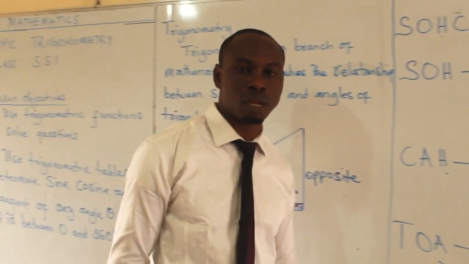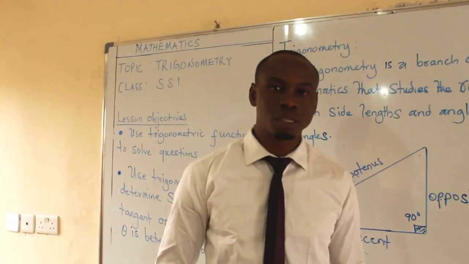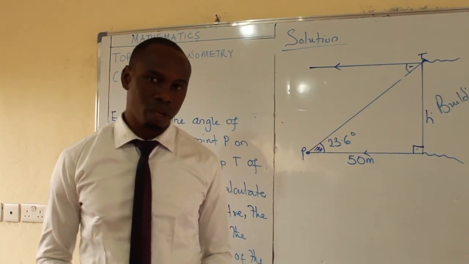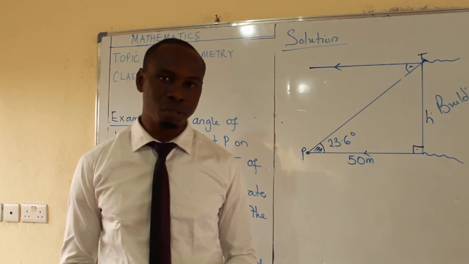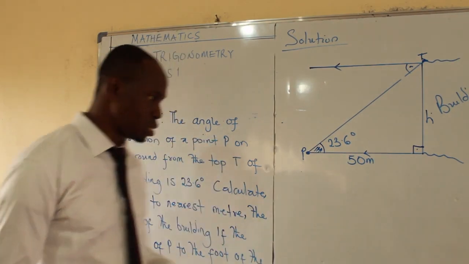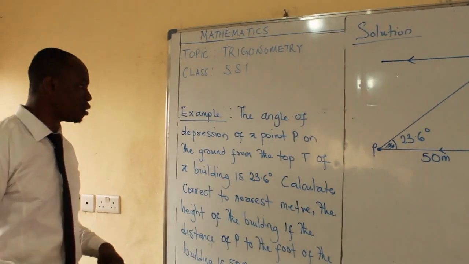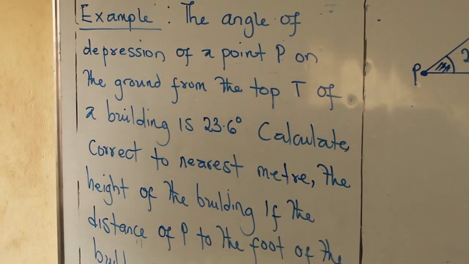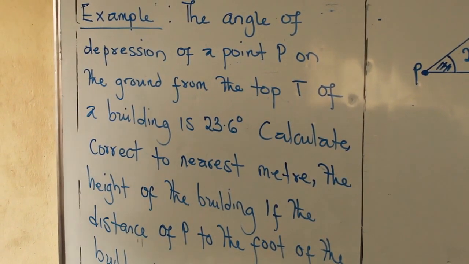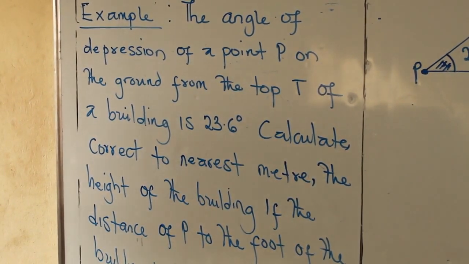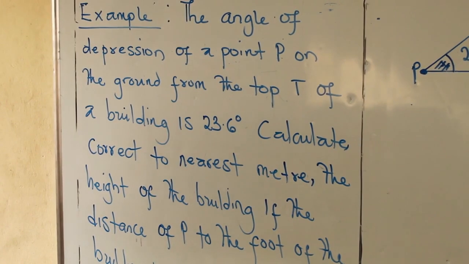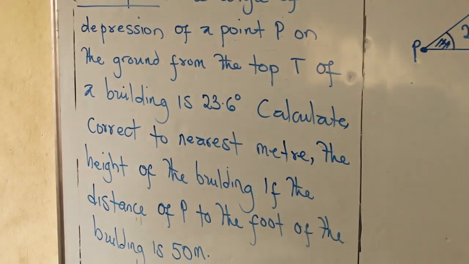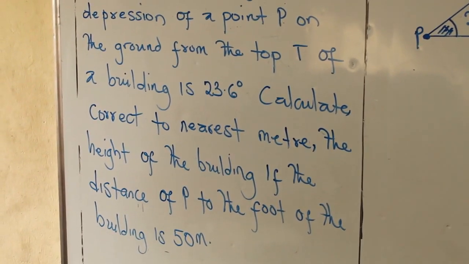I have a few questions that I'm going to use to help us understand how this SOHCAHTOA is used. We have an example here. The example says that the angle of depression of a point P on the ground from the top T of a building is 23.6 degrees. Calculate, correct to the nearest meter, the height of the building if the distance of P to the foot of the building is 50 meters.